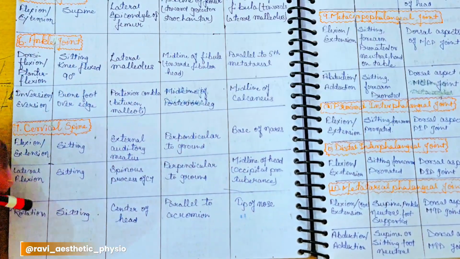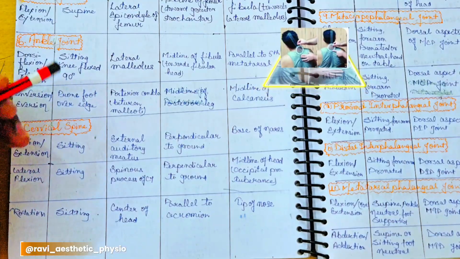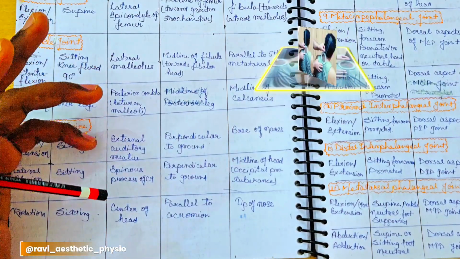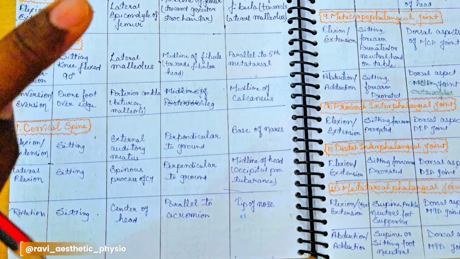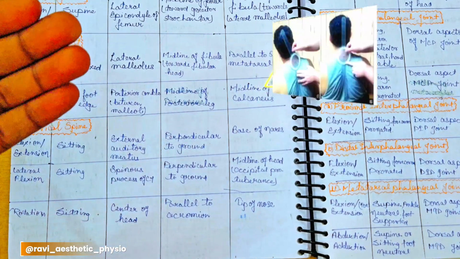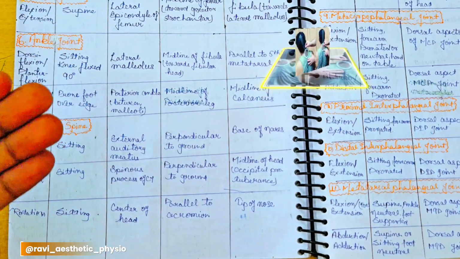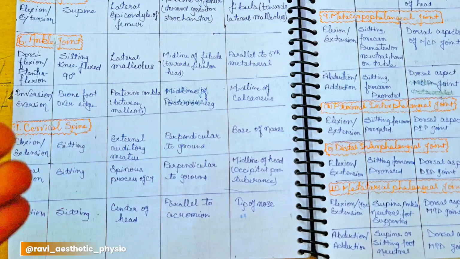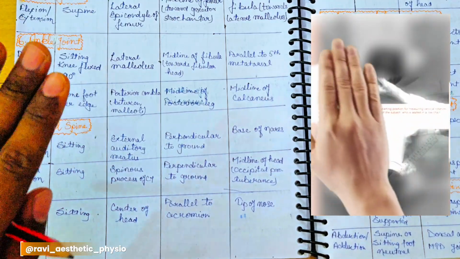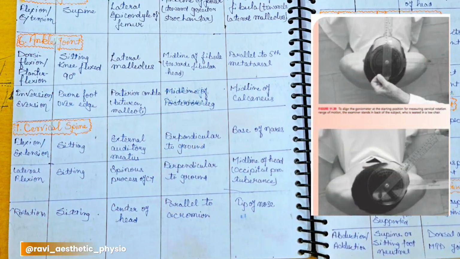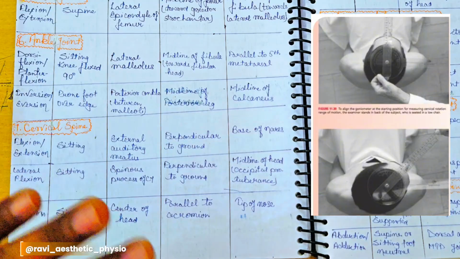Next movement is rotation. You can measure it in the cervical spine. The patient position is to be sitting. The fulcrum is the center of the head, which is the top of the head. You can place the fulcrum over the prominent area. Next, the stationary arm is parallel to the acromion. The stationary arm is to be stable at the acromion process, and the movable arm moves with the tip of the nose in the rotatory movement.